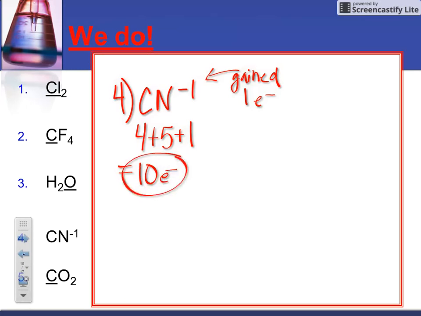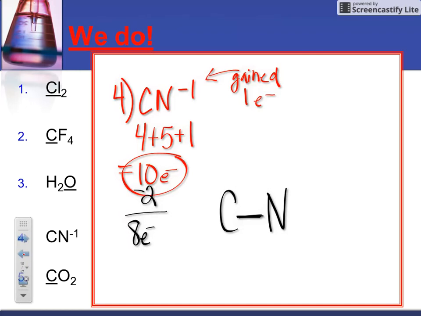Now there's really not a central atom here because it's just carbon and nitrogen. Keep in mind the closest distance between 2 points is a straight line. So we're just connecting them with a straight line. There is really no central atom. So that's 2 electrons we've used so far. So come back and subtract. 10 minus 2 leaves you with 8 electrons we're still going to place around the atoms.